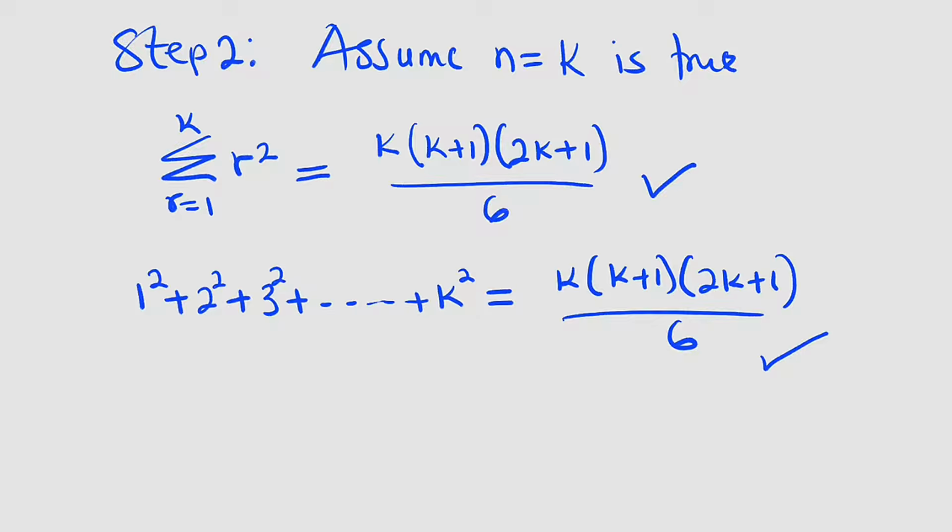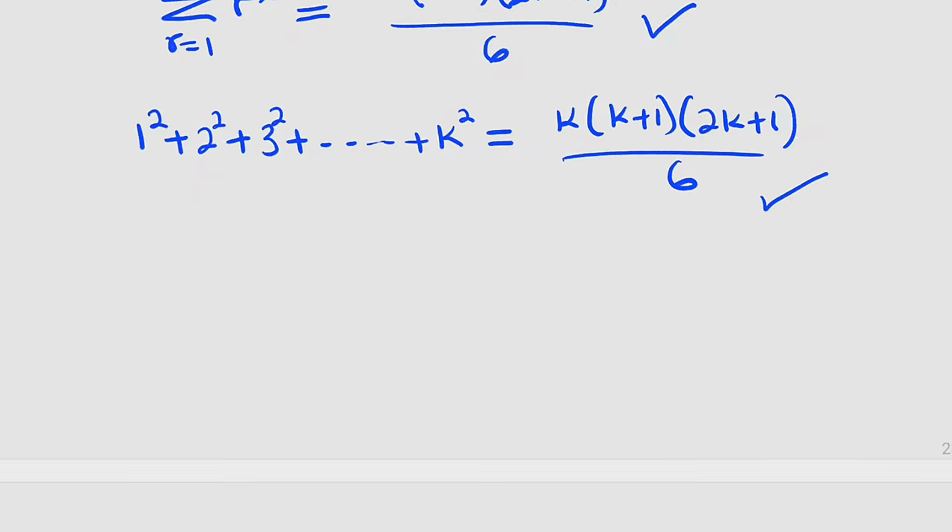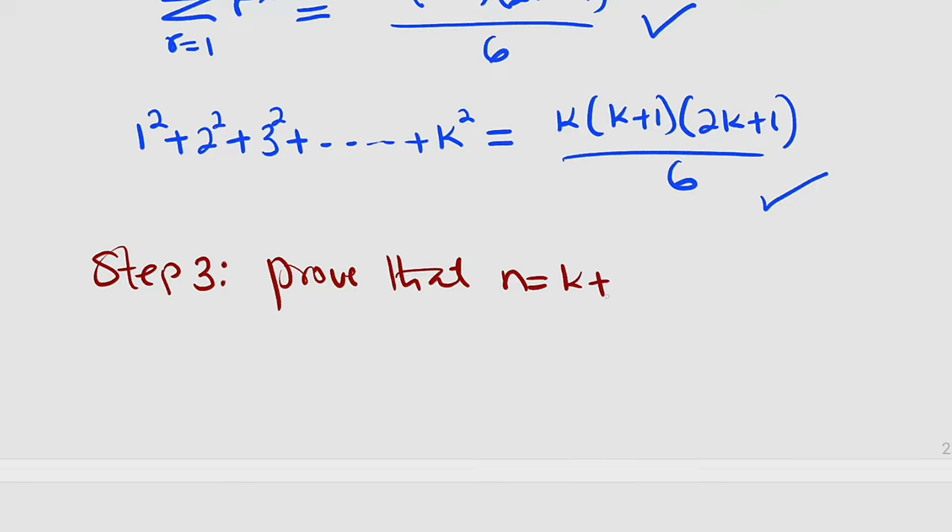So if it is true, in the last step, we want to prove k plus 1 will also be true. What does that mean? It means any value you take in the set of real numbers, if it is true, the next term will also be true. If 6 is true, 7 will be true. That is what it means. So step 3, we want to prove that n equal to k plus 1 is true.